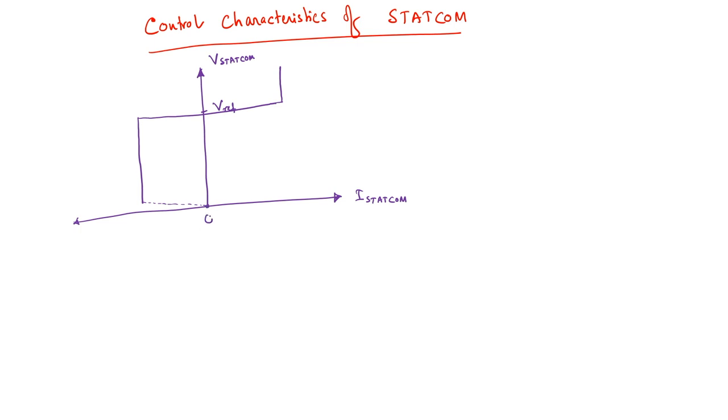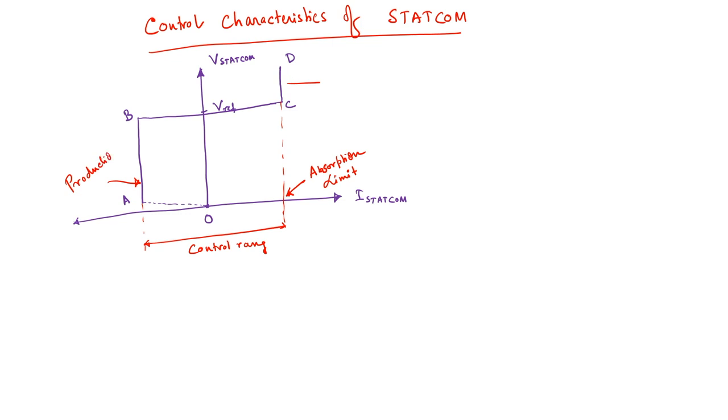Okay. Suppose this is O, this is A, this is B, this is C, this is D. So, from these characteristics you can see this is the control range, this is the absorption limit, this is the production limit, that is VAR production limit and VAR absorption limit. So, this is the control characteristics of STATCOM.